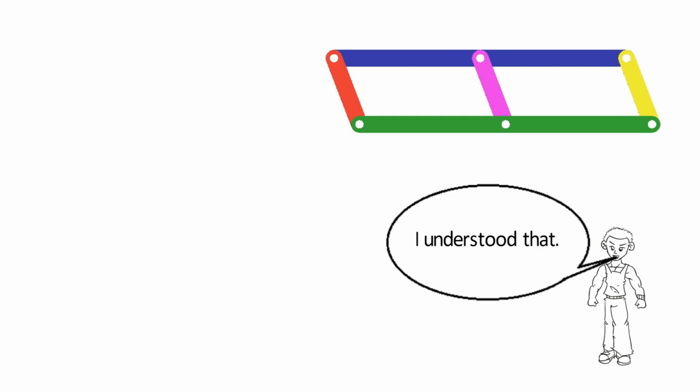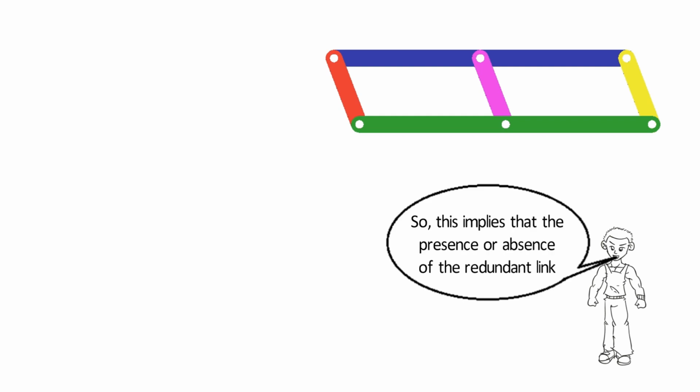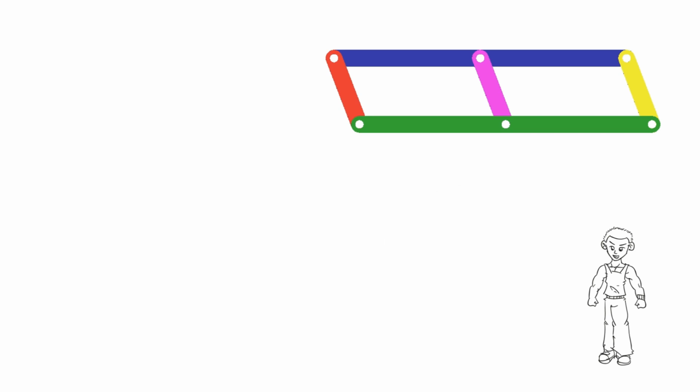I understood that. So, this implies that the presence or absence of the redundant link won't affect the degree of freedom of the mechanism. Correct, but one needs to be cautious while calculating the degree of freedom of such mechanisms using Grubler equation. But, why is it so?